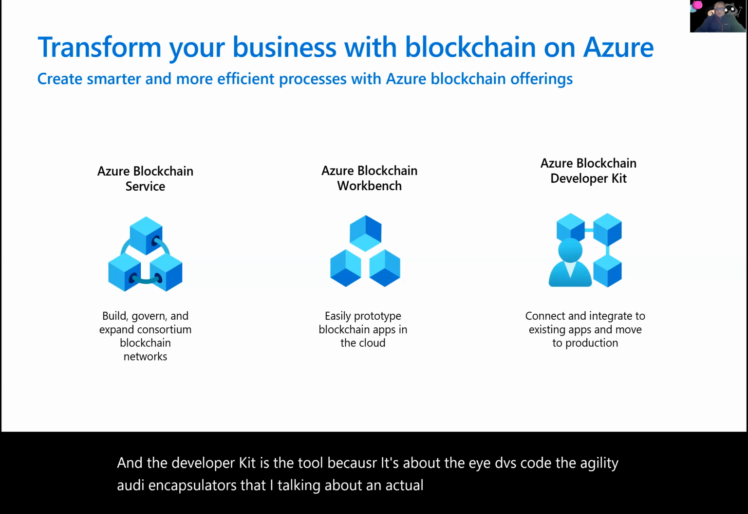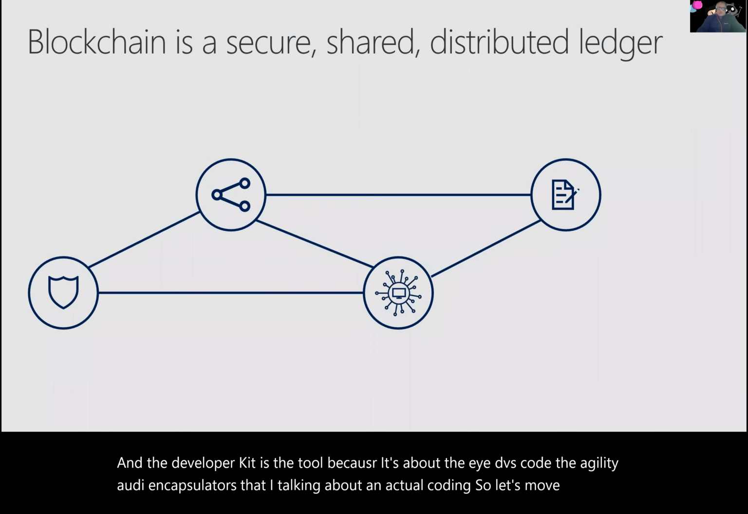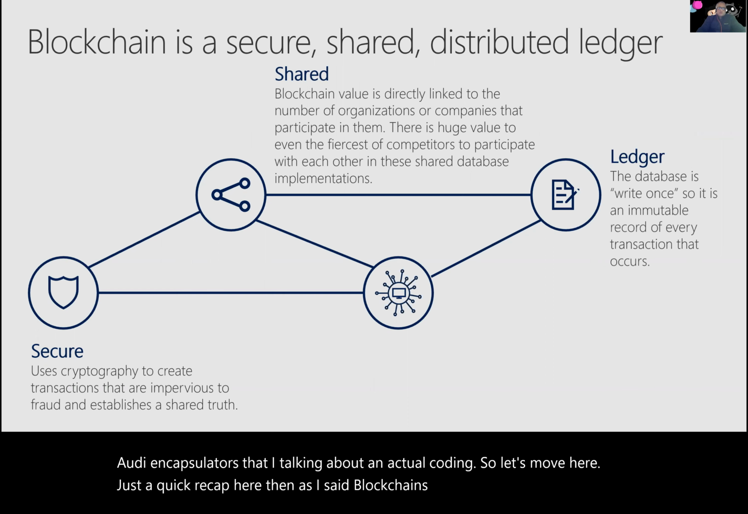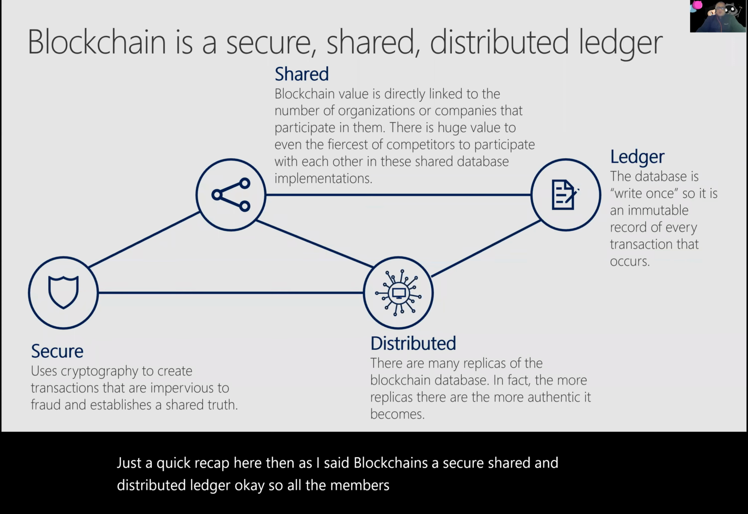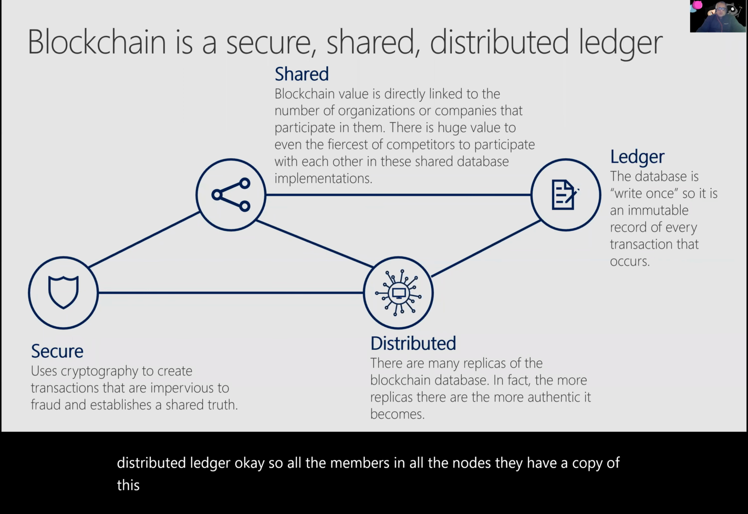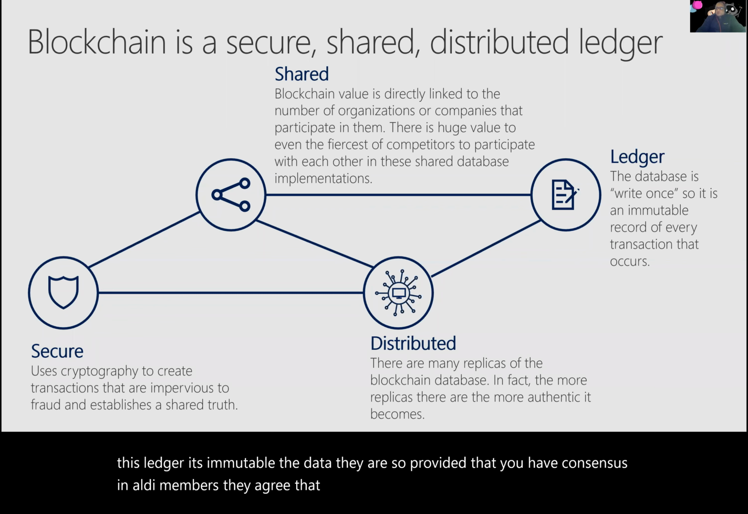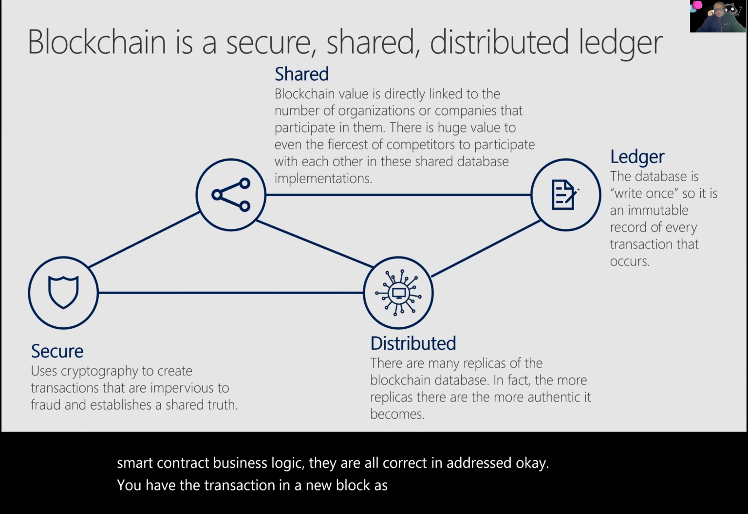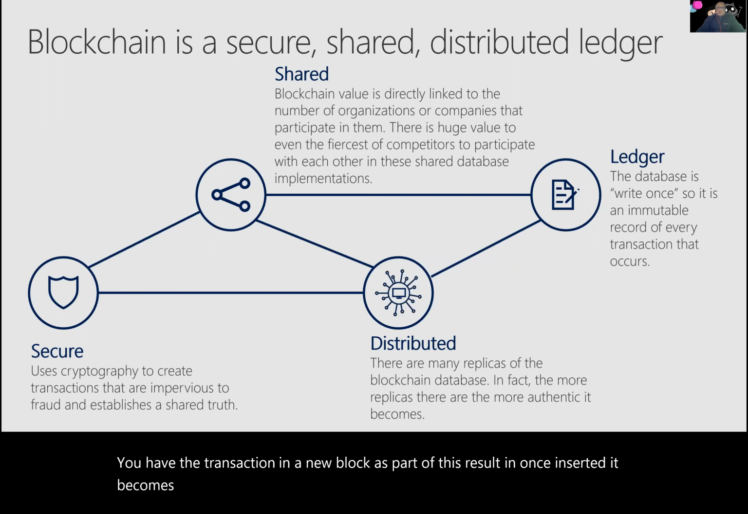So let's move here. Just a quick recap. As I said, blockchain is a secure, shared, and distributed ledger. Okay, so all the members in all the nodes have a copy of this ledger. The data there is immutable, provided that you have consensus and all the members agree that the given data input and the smart contract business logic are all correct and addressed. Okay, you have the transaction in a new block as part of this result, and once inserted, it becomes an immutable record for every transaction.